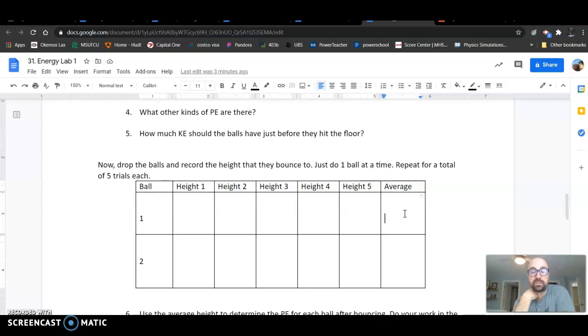If for some reason you have a ball that's flat, like a flat basketball, let's say, try to find one that isn't, or pump it up, because it'll affect the bounce so much. But do that for each of those.